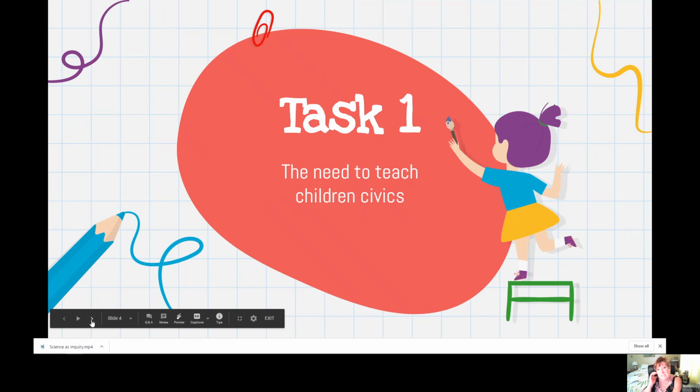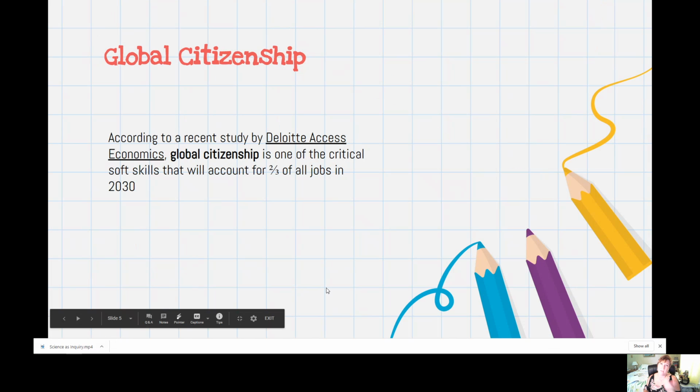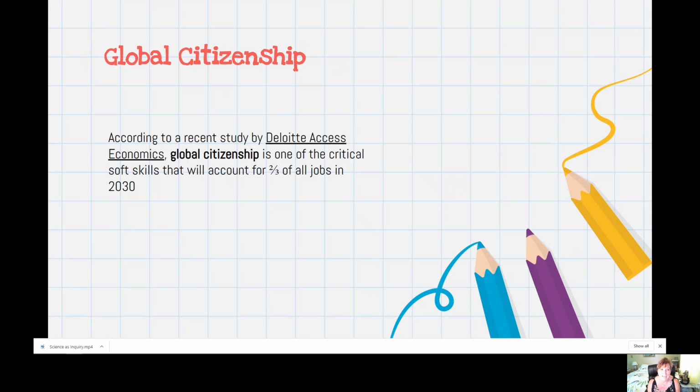So our first task is we need to teach children about civics. What is civics and why do they need to know about it? So this is really interesting. According to a recent study by Deloitte Access Economics, global citizenship is one of the critical soft skills that will account for 2/3 of all jobs in 2030. So not only do our students need to be creative and innovative, as we've talked about in prior modules, they also need to be global citizens.